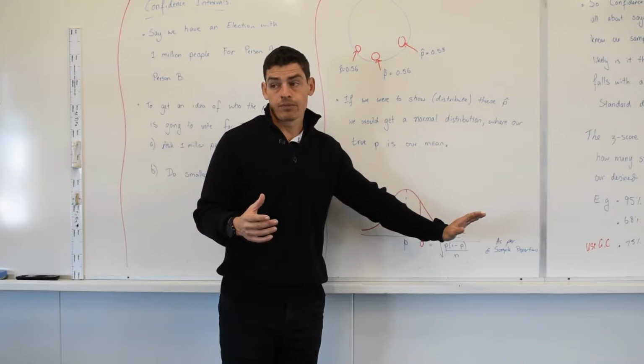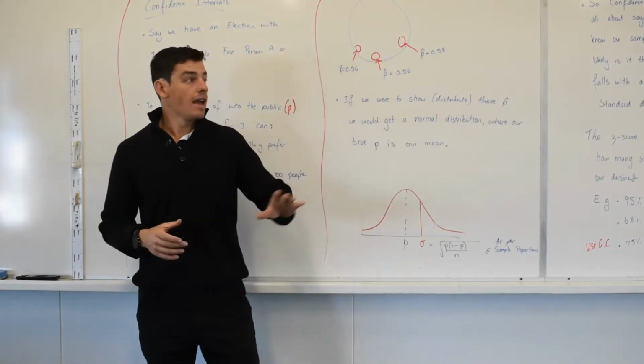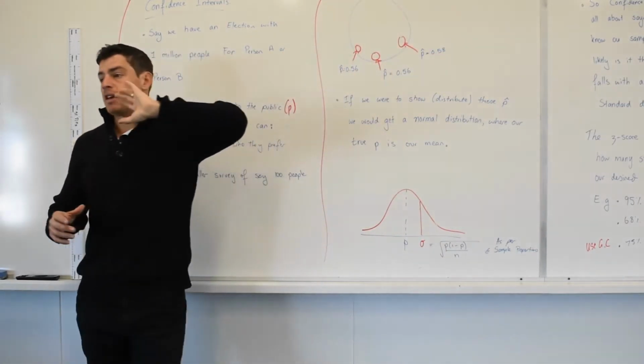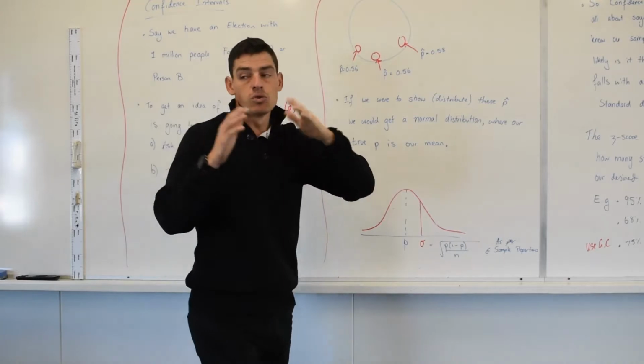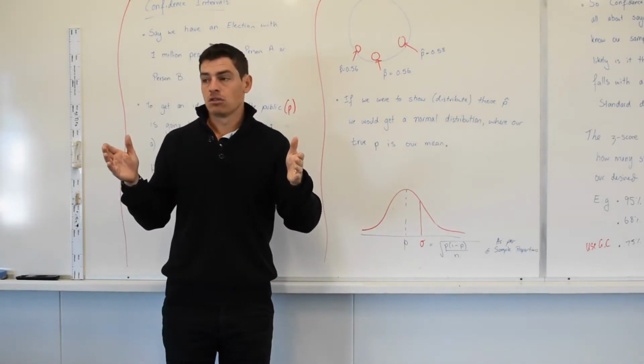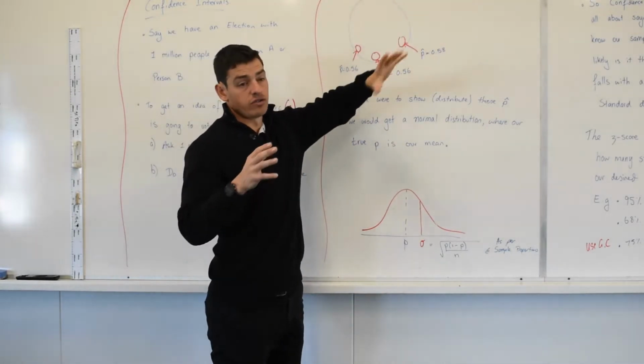Happy with that? Now if I have a population proportion, so if I have this big population, how many of my p hats will lie within 2 standard deviations of my population proportion? So how many of these scores will lie within 2 standard deviations of the actual value?